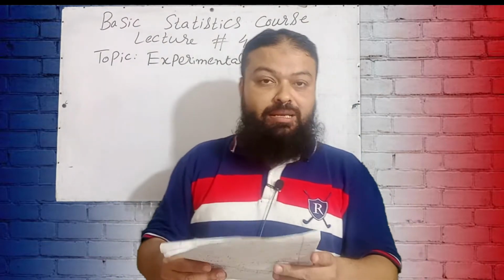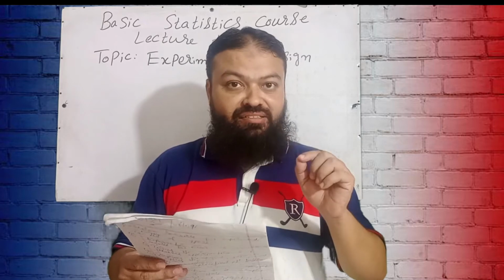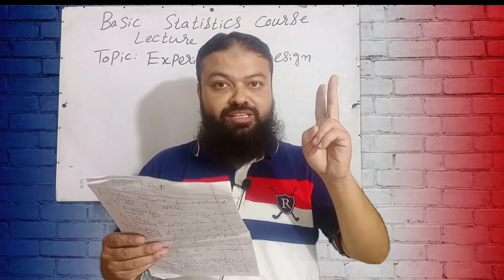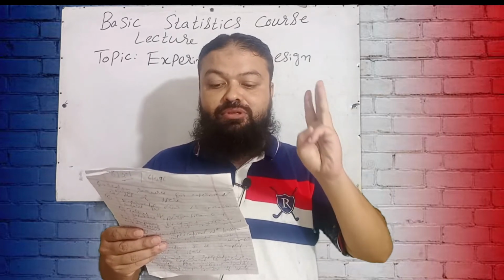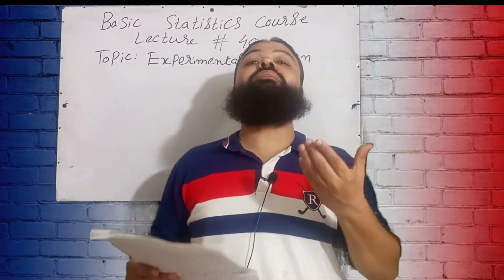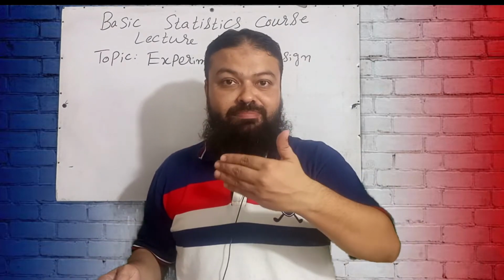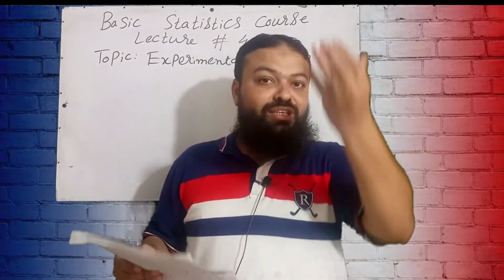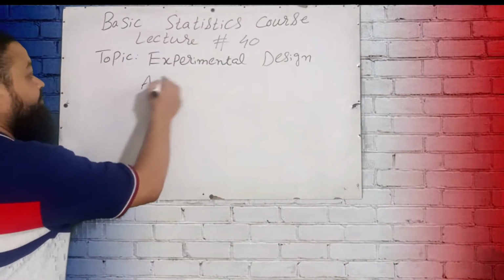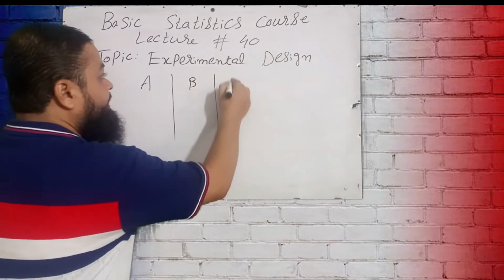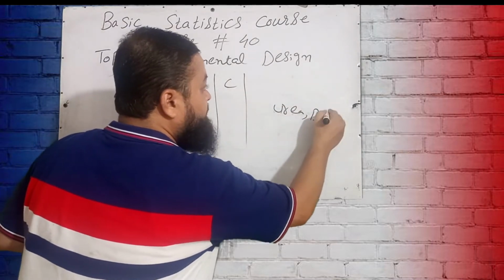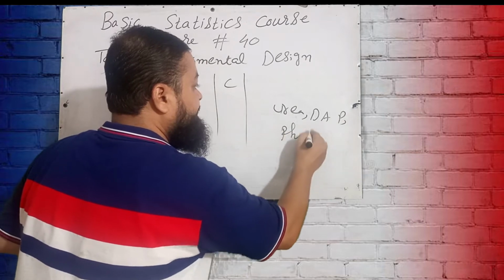Question number 2, replication in an experiment means A, the number of blocks, incorrect. B, total number of treatments, incorrect. C, the number of times a treatment occurs in an experiment. That is the correct one. What is the meaning of replication? We apply our treatment number of times to reduce the experimental error. For example, we have 3 plots of land, A, B and C, and we have 3 fertilizers, urea, DAP, phosphate.